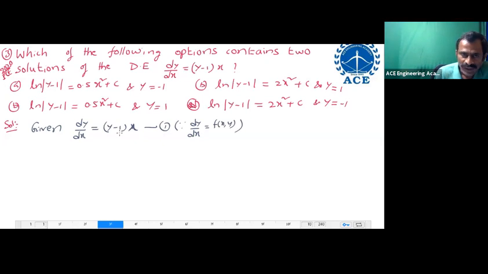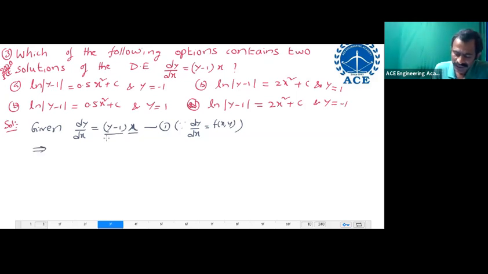If this f of x comma y is written as a function of x into a function of y, then we can separate the variables and solve this by the variable separable method. Are you able to separate variables here? Check it. In place of f of x comma y, can you write a function of x into a function of y or not? Yes, most of them are saying yes, right? Because one factor is a function of y only, the other is a function of x only. So variables are separable, and we can solve it by the variable separable method.